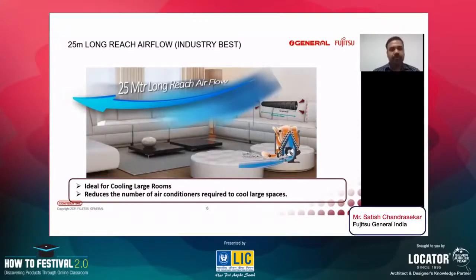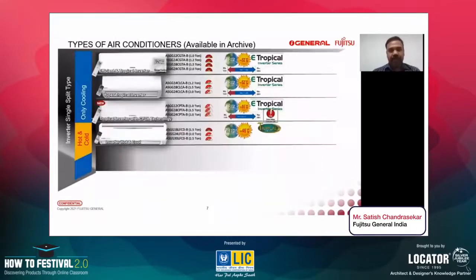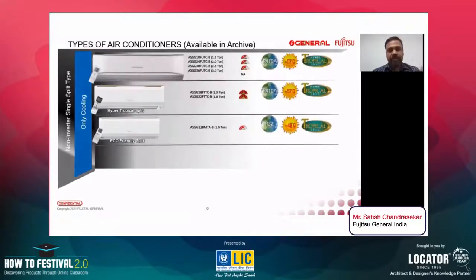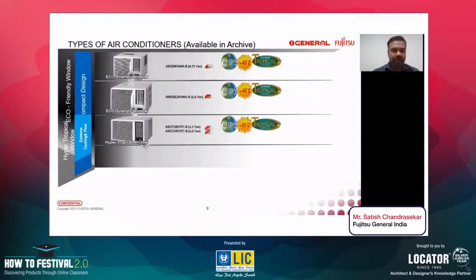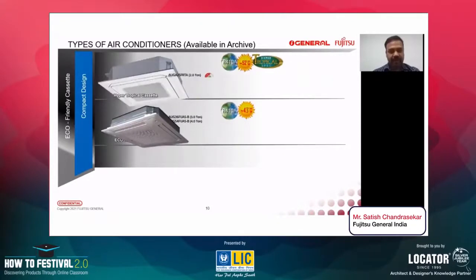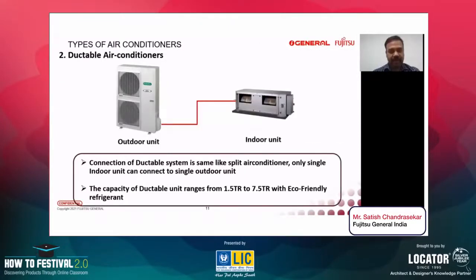So this was about room air conditioners. And then this all describes the range of air conditioners that General has. This is all available in the archive, so I won't go much into this. We have inverter air conditioners, split air conditioners, window air conditioners, cassette air conditioners. These are the types of room air conditioners that we have. And then we have ductable air conditioners. This is the second type of air conditioners. It is similar to room air conditioners, but it is used for commercial applications where higher cooling is required.